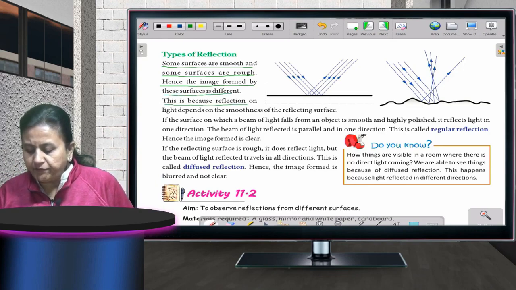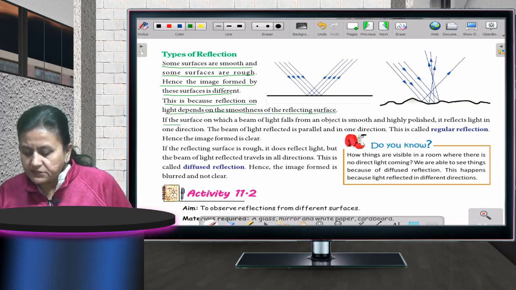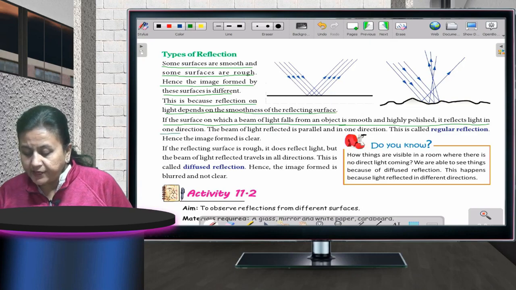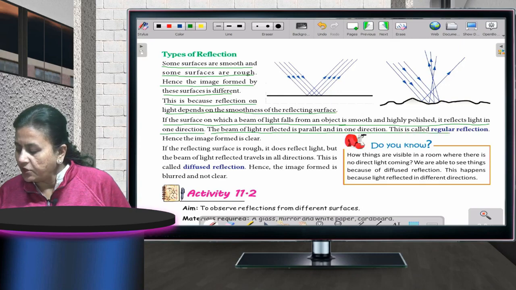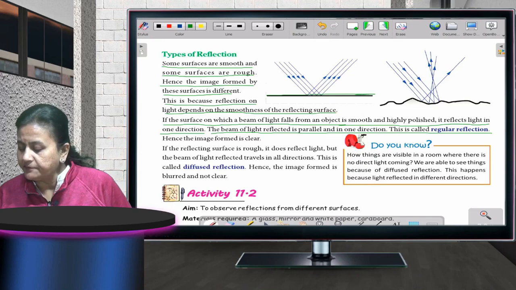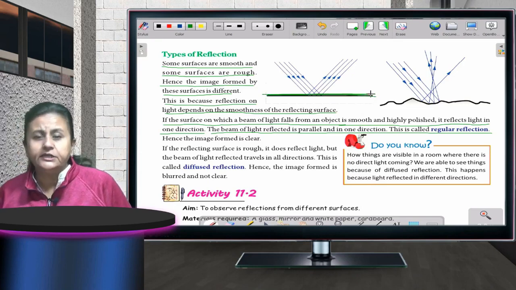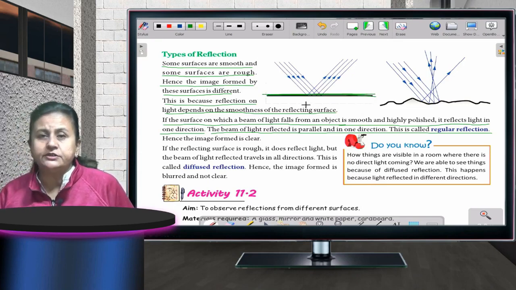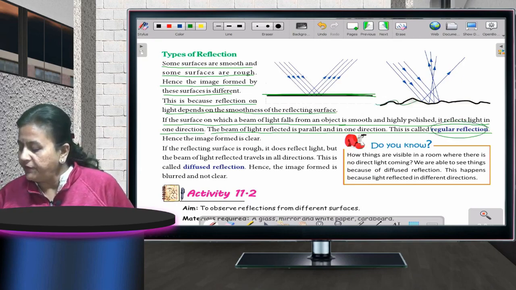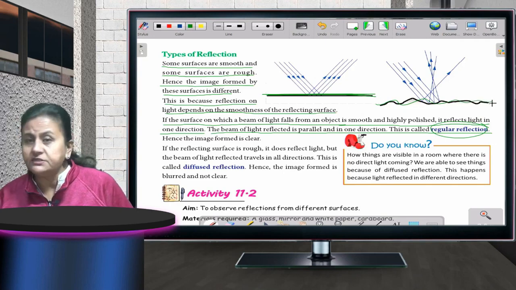This is because reflection of light depends on the smoothness of the reflecting surface. If the surface on which a beam of light falls from an object is smooth and highly polished, it reflects light in one direction. The beam of light reflected is parallel in one direction. This is called regular reflection. When the surface is plain and smooth, the reflection would be regular reflection.